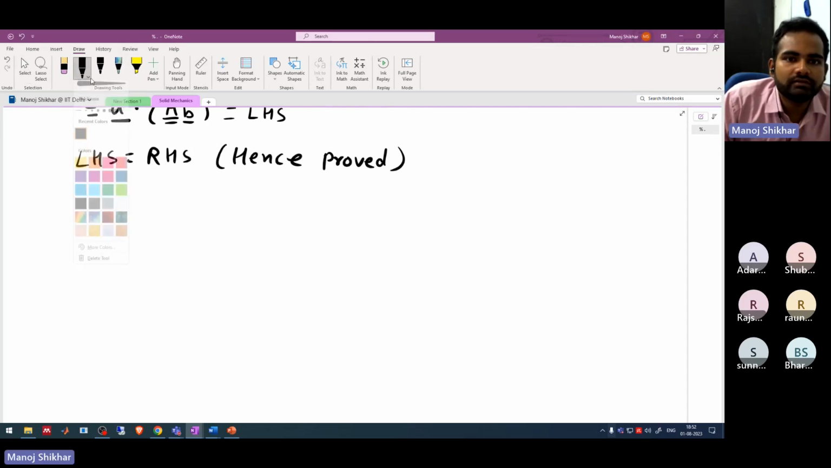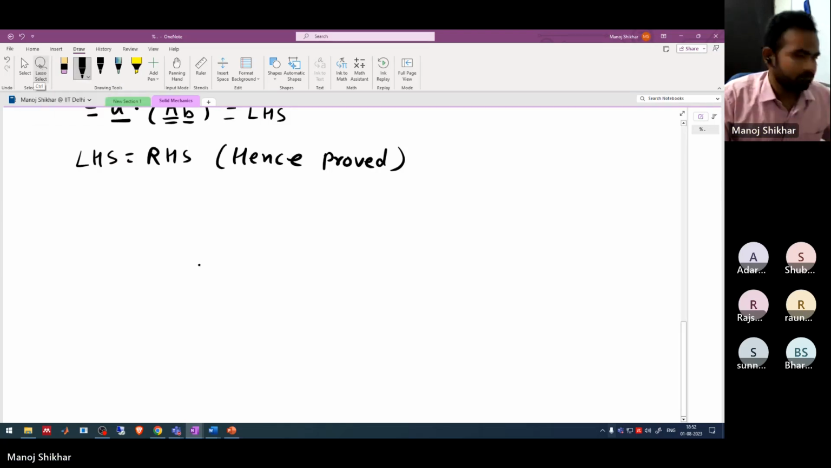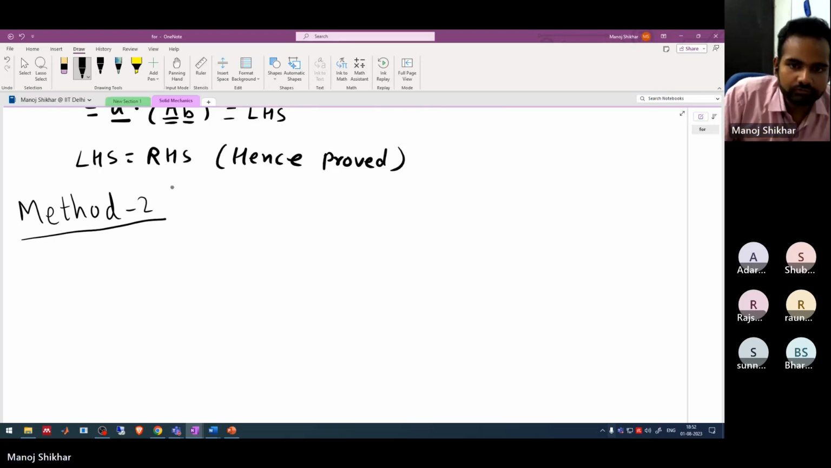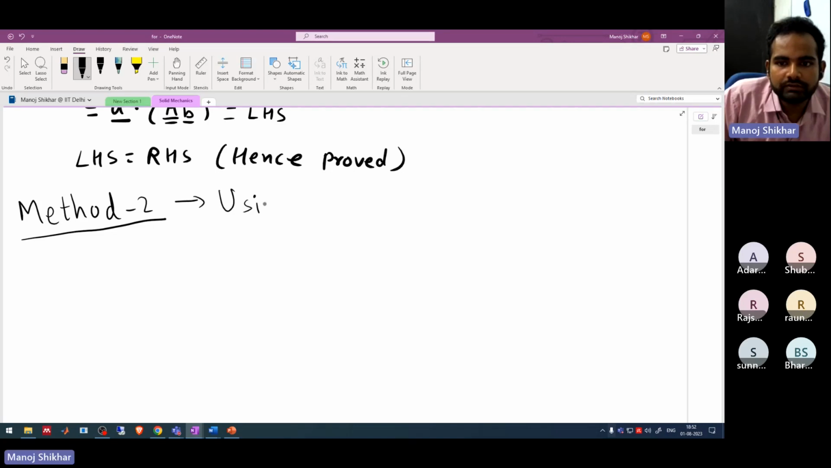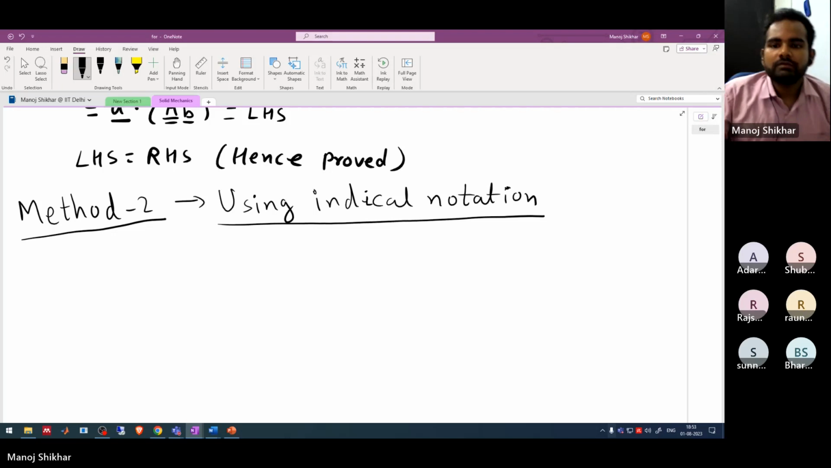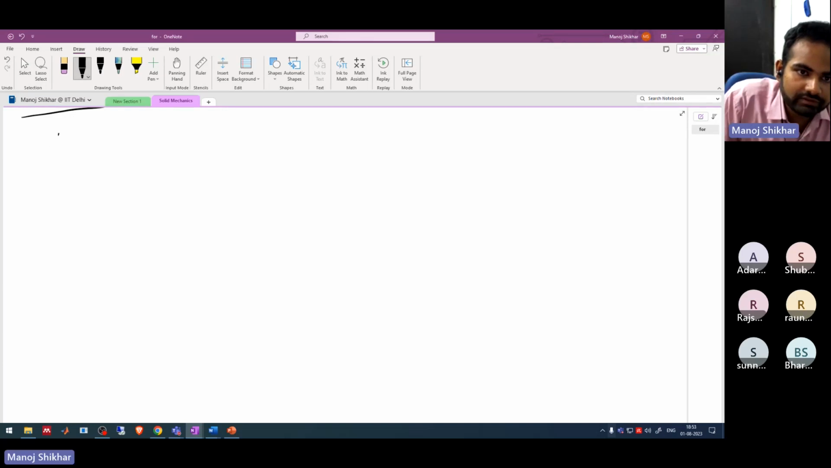I should decrease the thickness slightly. Method 2, using indicial notation. So first we'll take the LHS.